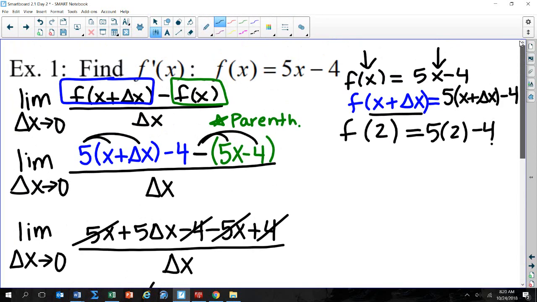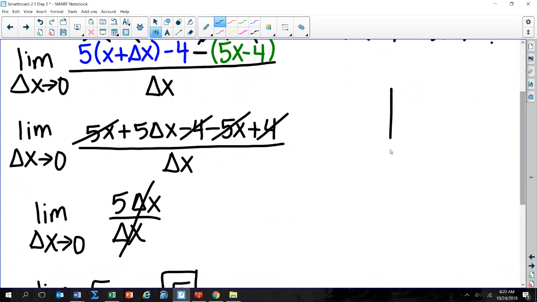Now I want you to think about this. What were we finding when we're finding the derivative? We're finding the slope of the tangent line, right? So think about what this graph looks like. The graph's 5x minus 4. 1, 2, 3, 4. It has a slope of 5. 1, 2, 3, 4, 5 over 1. So here's my line.